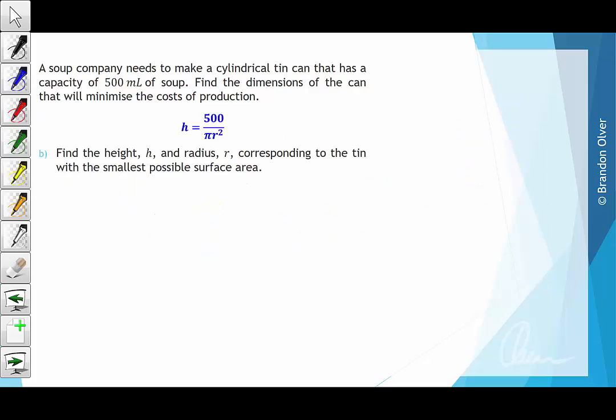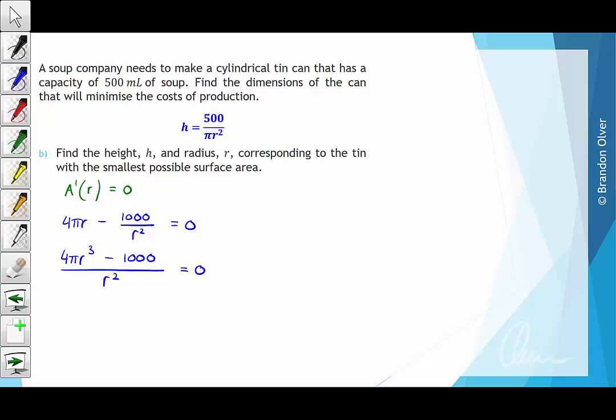For part B, we want to find the height and radius r corresponding to the tin with the smallest possible surface area. So what we can do is set our derivative A dashed of r equal to 0. Now our A from before, if we differentiate that, we get 4 pi r minus 1000 divided by r squared, and we want to set that equal to 0. Now if we get a common denominator, we can write that as 4 pi r cubed minus 1000 divided by r squared is equal to 0.